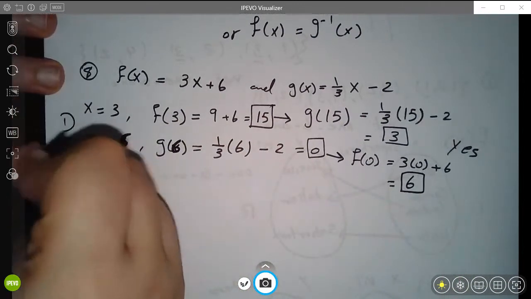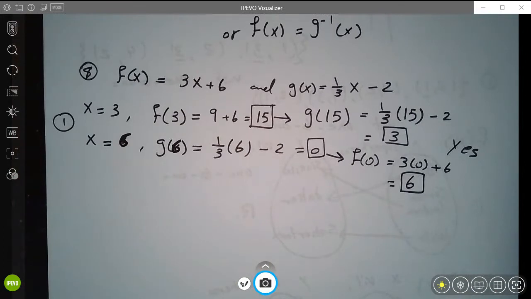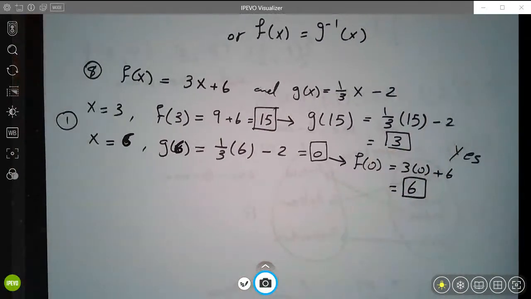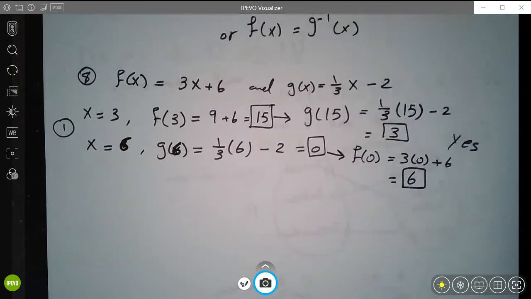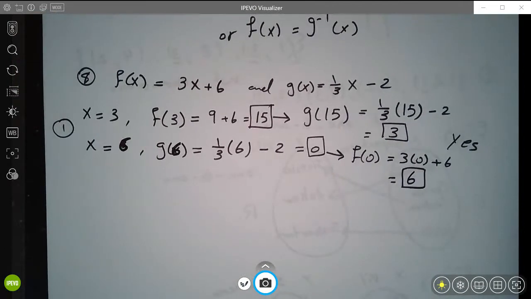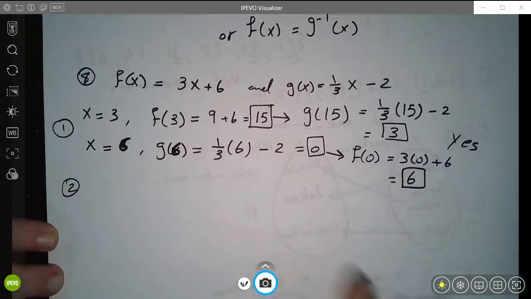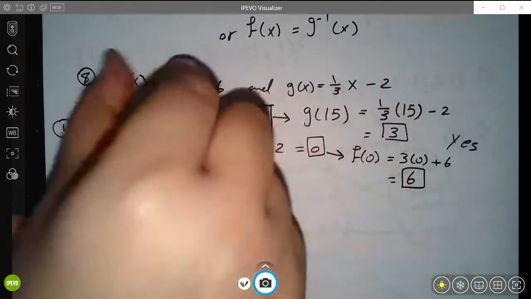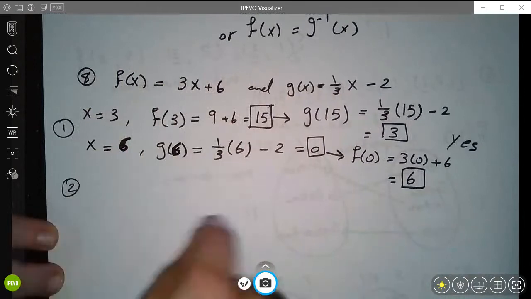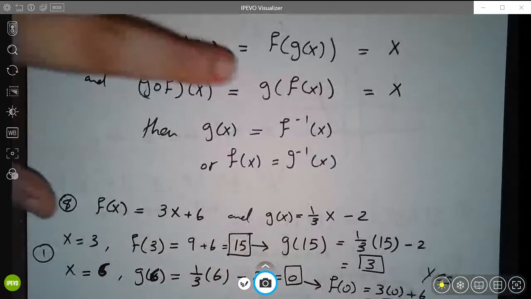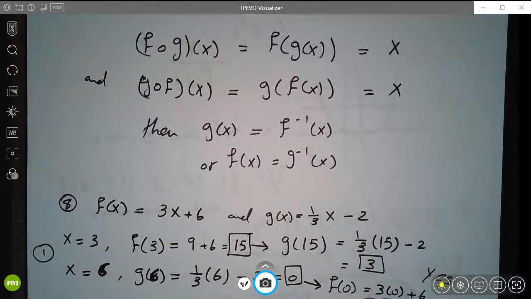That's the first way: plugging in a random number and seeing if it comes out at the end as the same number after you plug it into both functions. The second one would be literally grabbing one function, plugging it into the other, and then finding out if the final result is x, which is the definition of an inverse function, what I just talked about. Okay, let's do that.